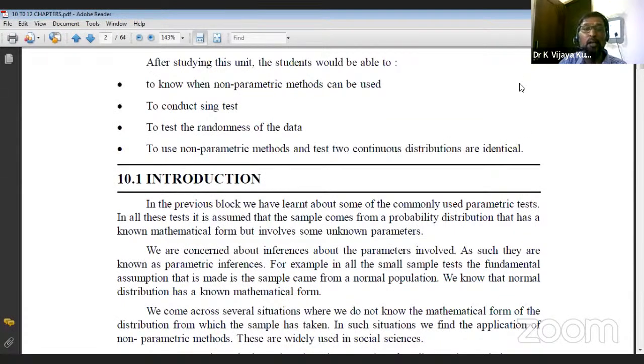So, Tanveer, am I audible? Tanveer, hello, am I audible?